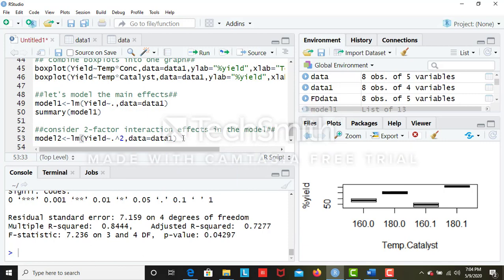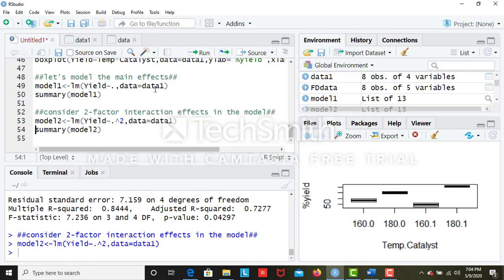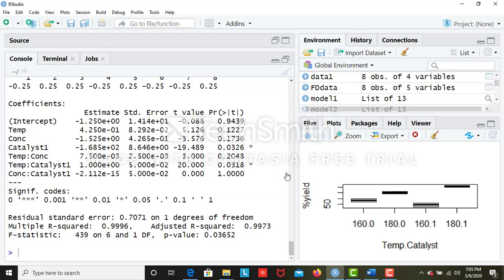So now I'm going to look at also the summary of this model 2. I'm going to run this code and then look at the summary. Again, here we have considered two-factor interaction effects. Here we have temperature and concentration. We have temperature and catalyst, concentration and catalyst.